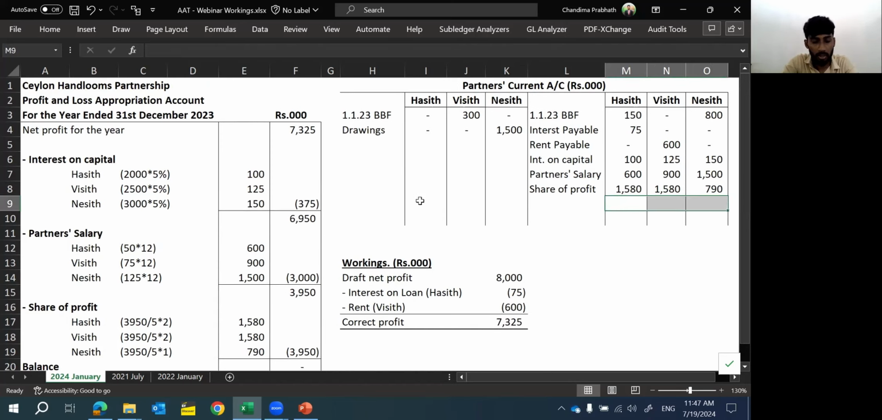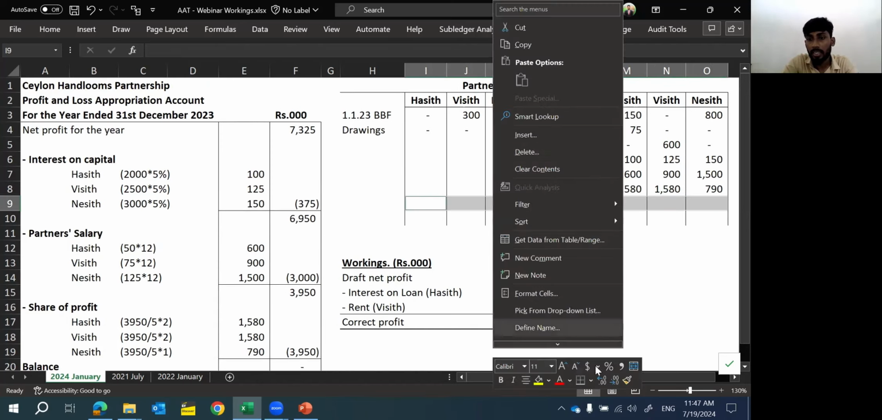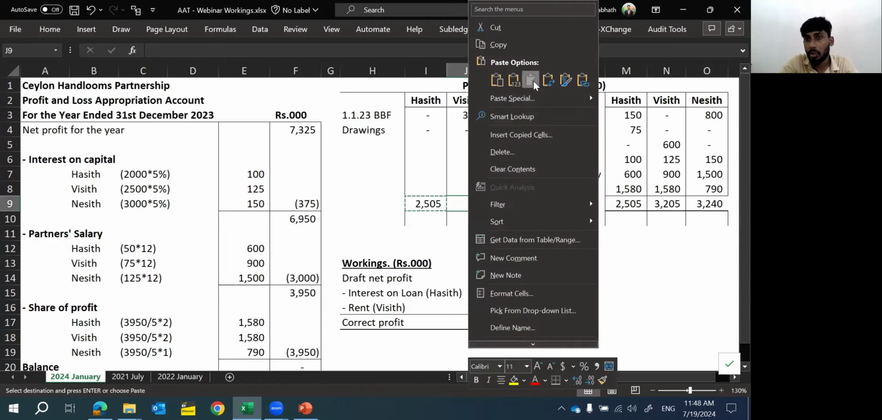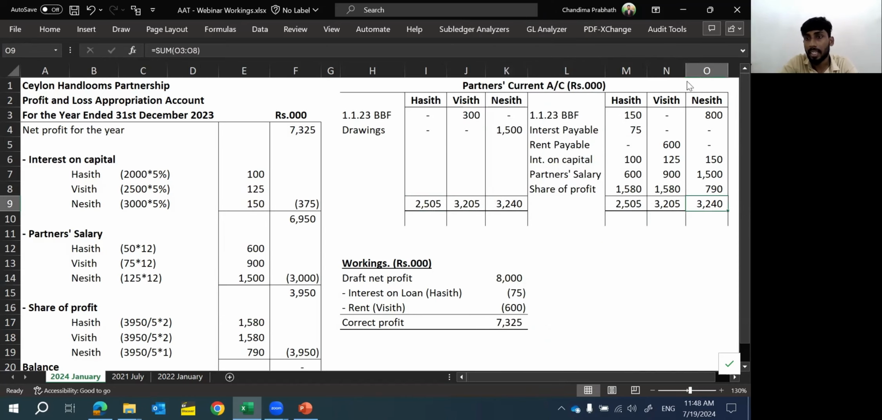Okay. So how to do that? Partner's current account. Now you can see usually the credit side is higher. I am taking the total of each column. And then I need to take the same total for same columns. Okay. The same total. You know how to balance a T account now. So I am taking the same total here. And then I would take the balance carried down. So 31st December 23, balance carried down.